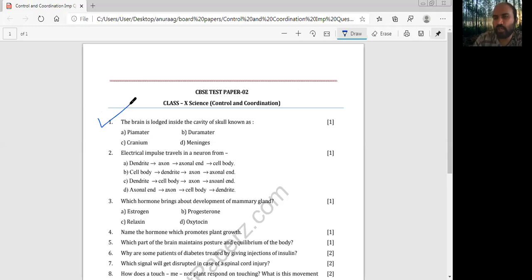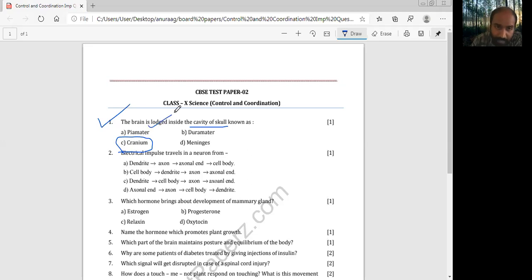The brain is lodged inside the cavity of skull known as. So basically they're asking the cavity of the skull. What is the cavity of the skull? Pause the video, answer yourself, and then play the video. Each question, you pause the video and answer yourself. Then see whether you're right or wrong. The brain is lodged inside the cavity of the skull known as cranium. Cranium is the correct answer.